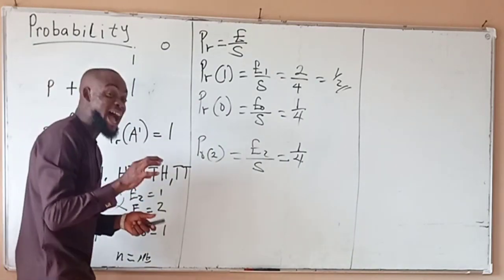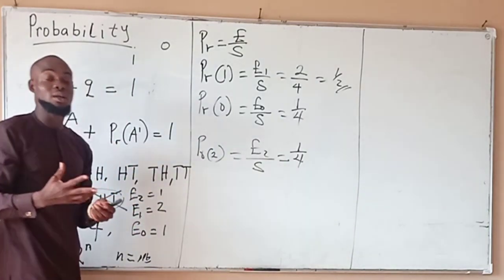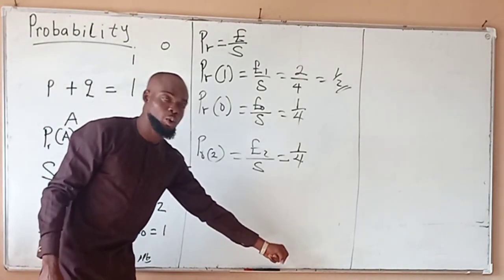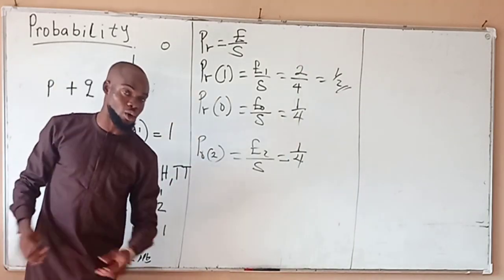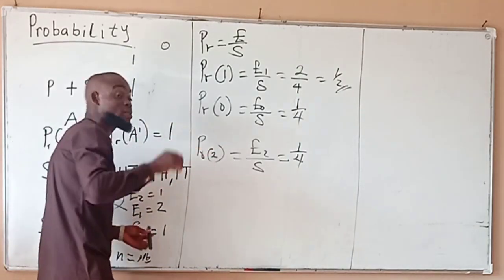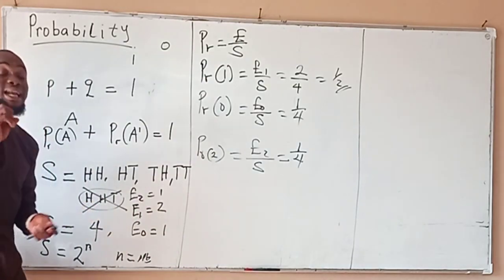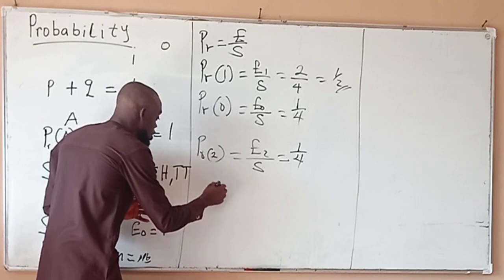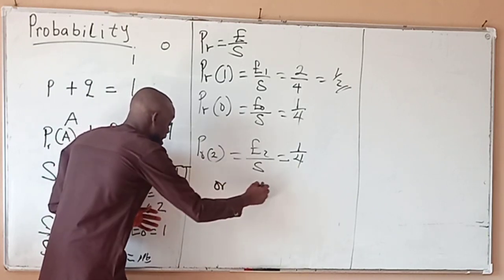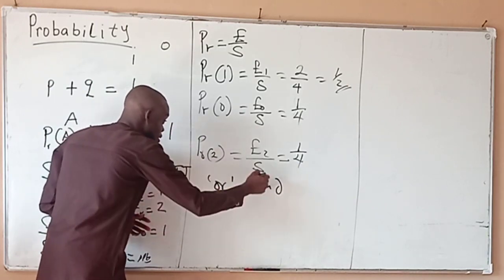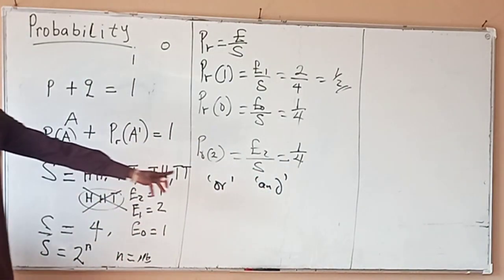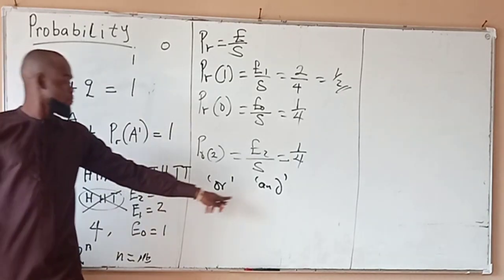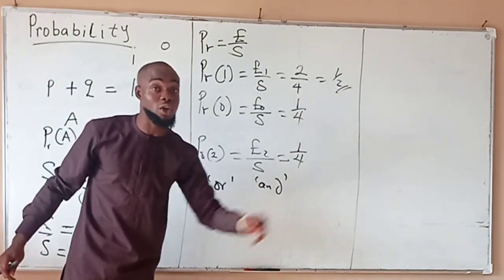Now, I will be explaining some of the laws we have in probability: what we call the general addition law, and what we call the general multiplication law. Now, for mutually exclusive events, general multiplication law. Take note of these two things: or and and. We use or in the sum or addition law, then we use and in the multiplication law.